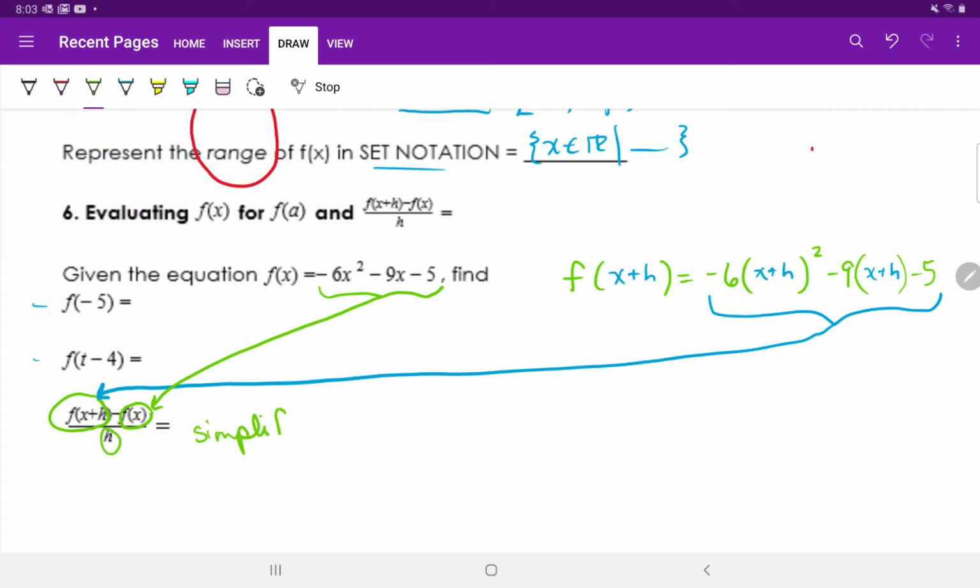A lot of things should cancel here. If you don't have a bunch of stuff that cancels each other out, you've probably made an arithmetic mistake and you need to go back and check your work.